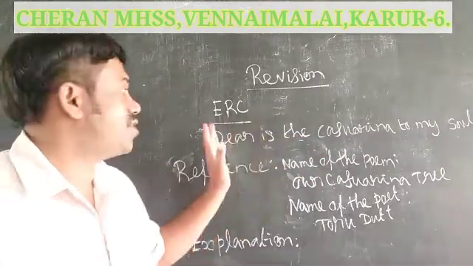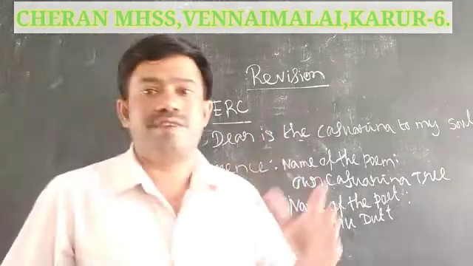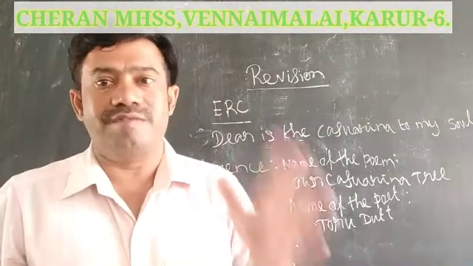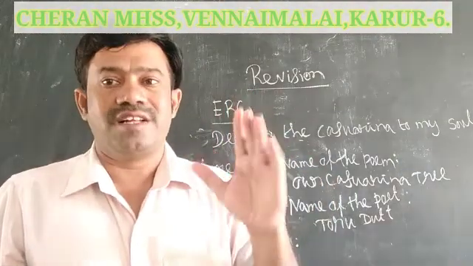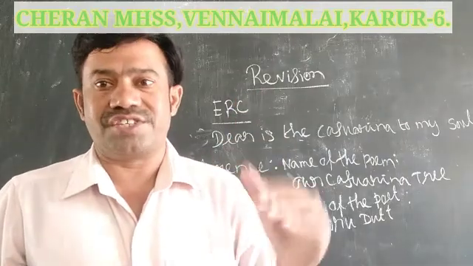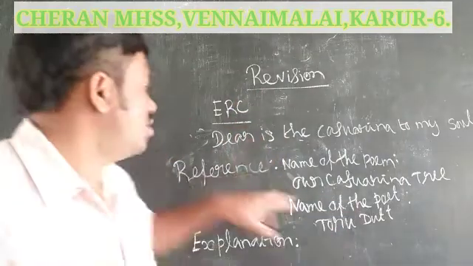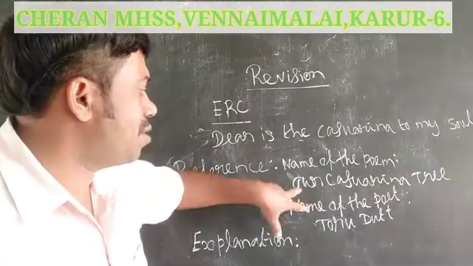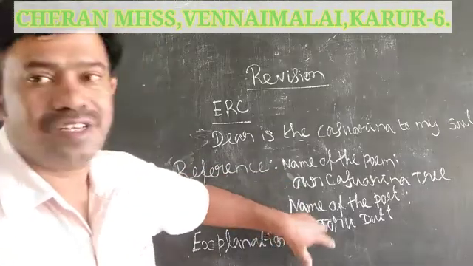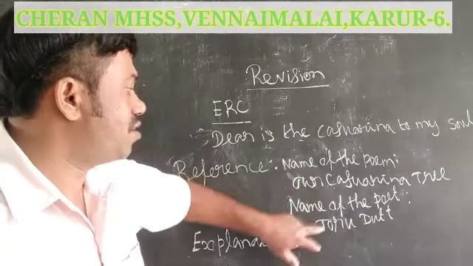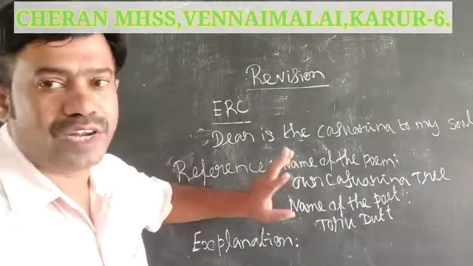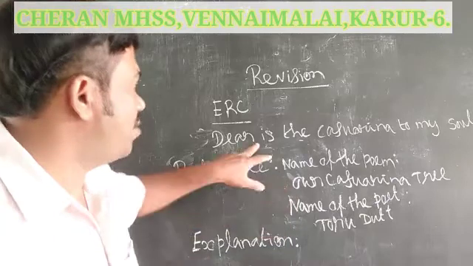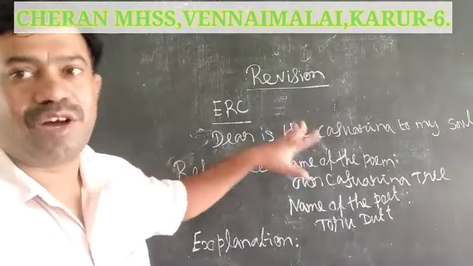ERC means explain with reference to the context. In ERC, what is given? Poem lines will be given. You have to write the reference and the explanation. In reference, you have to write the name of the poem and the name of the poet, who has written that poem. Then explanation. Explanation means the meaning of that sentence you have to write.